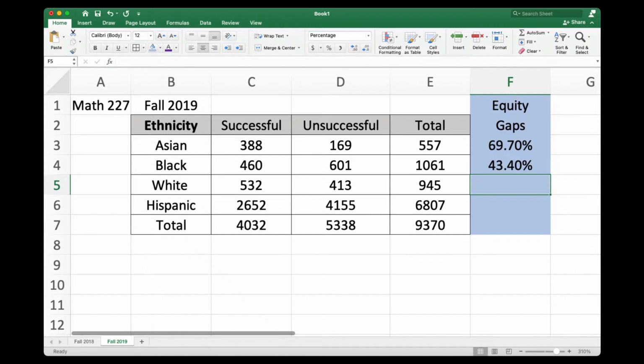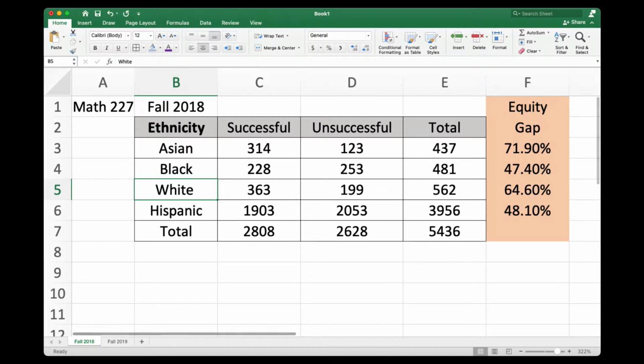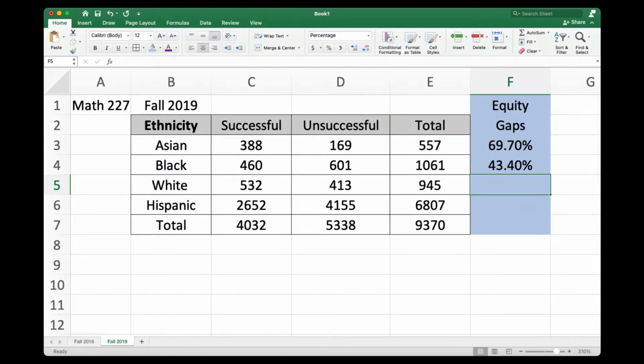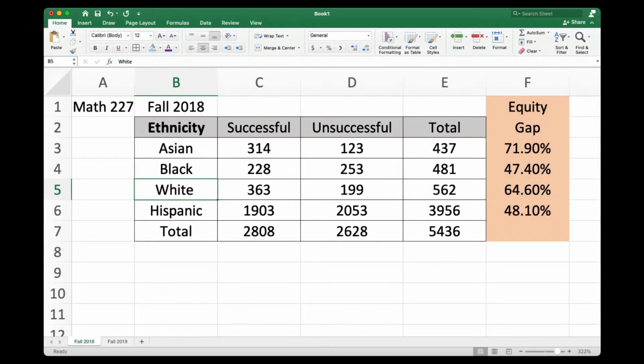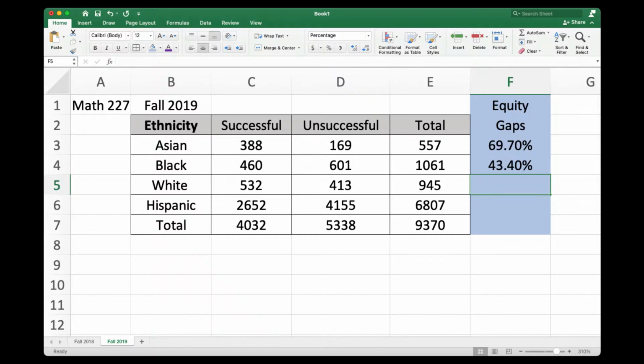Okay, let's look at the information so far. Asian students went from 71.9% pre-AB 705, and then they went to 69.7%. So in other words, success rates have dropped. Is that true for Asian students? And 47.4% for black students went down to 43.4%. So success rates have dropped there too. Okay, so AB 705 didn't give you an increase in success rate.